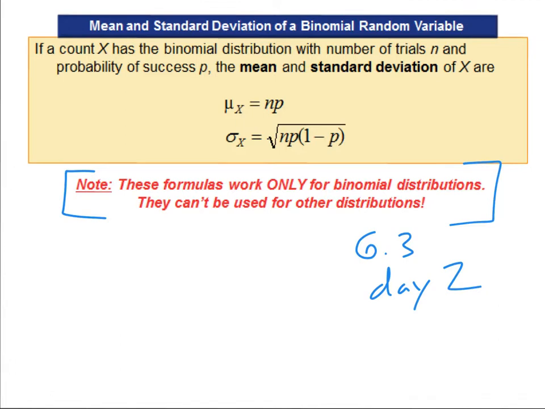Super easy formulas to use because remember, if you're using a binomial, n and p: n is the number of trials, p is the probability of success. Before we even state that we're going to use a binomial, we have to be clear that we know what those two numbers are.